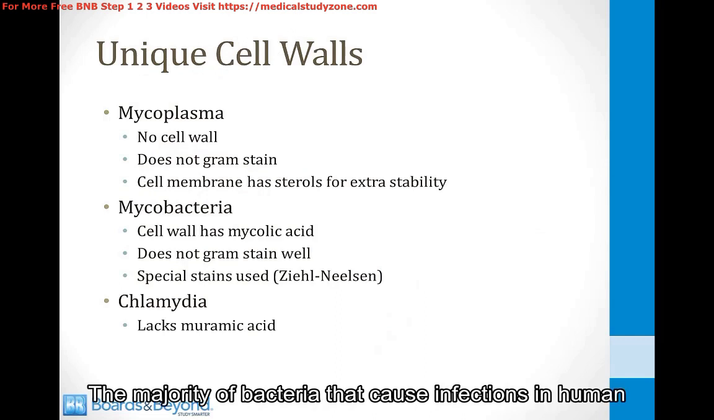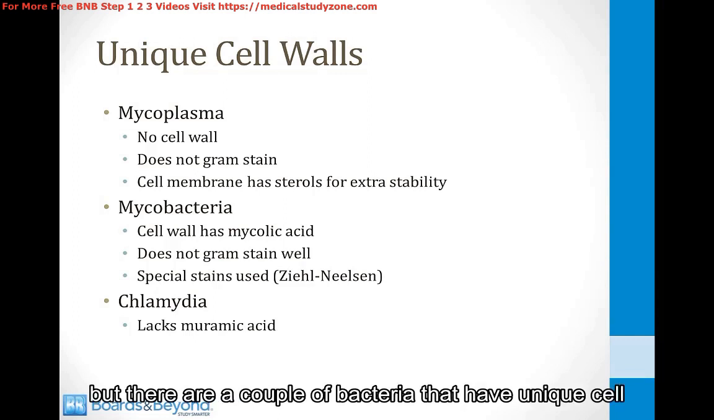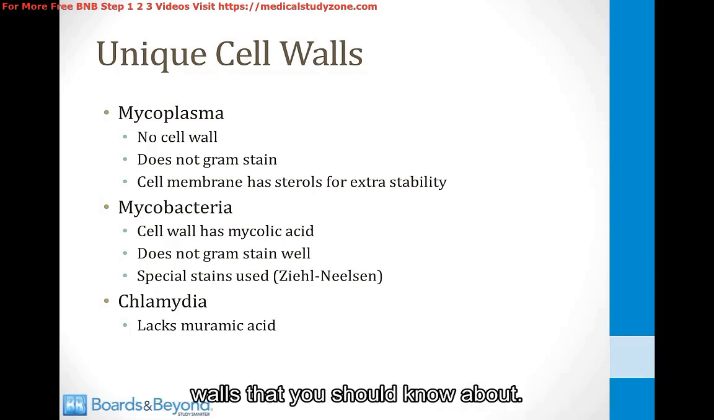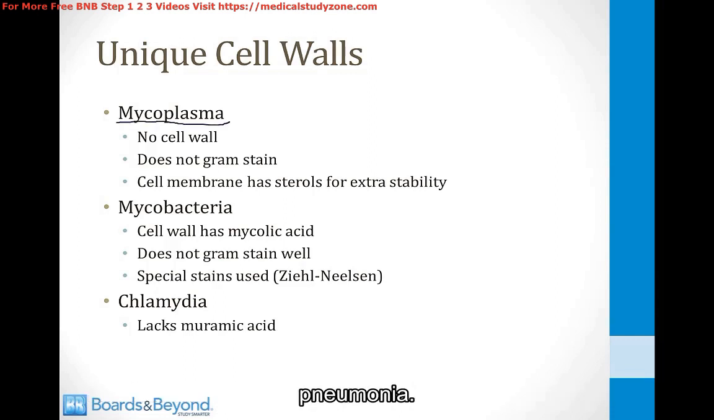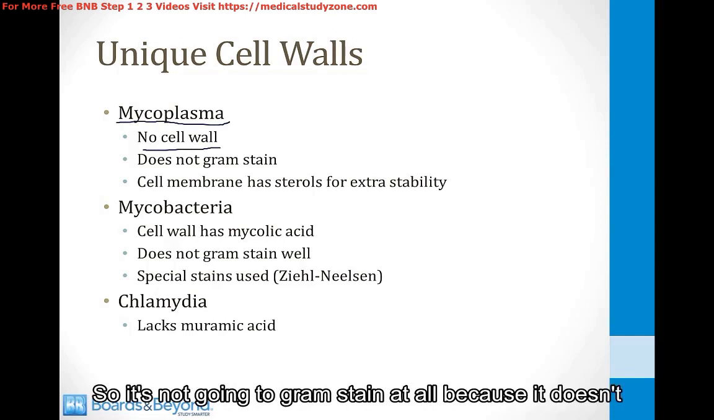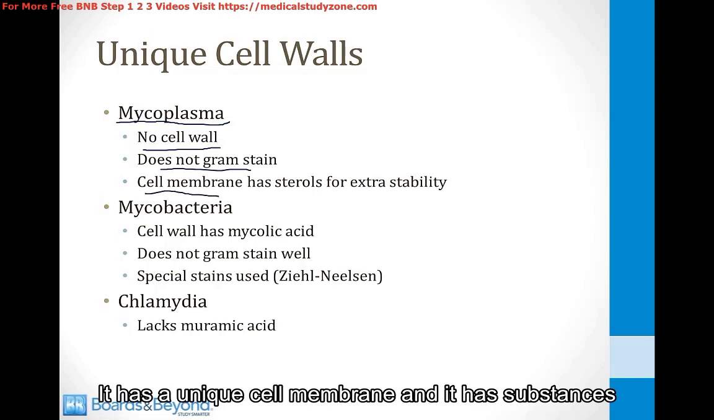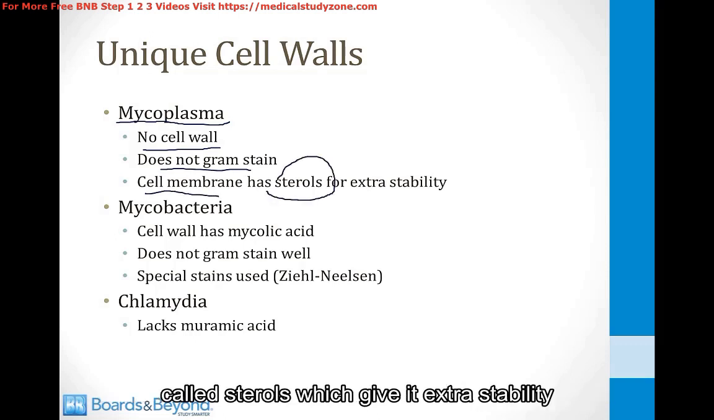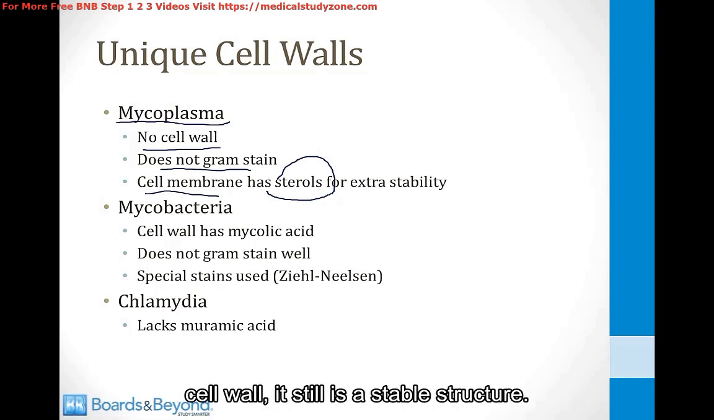The majority of bacteria that cause infections in humans are either gram-positive or gram-negative bacteria, but there are a couple of bacteria that have unique cell walls that you should know about. The first one is Mycoplasma, which can cause interstitial pneumonia. Mycoplasma has no cell wall, so it's not going to gram stain at all because it doesn't have anything to take up that gram stain. It has a unique cell membrane, and it has substances called sterols, which give it extra stability so that even though it doesn't have the peptidoglycan cell wall, it still is a stable structure.